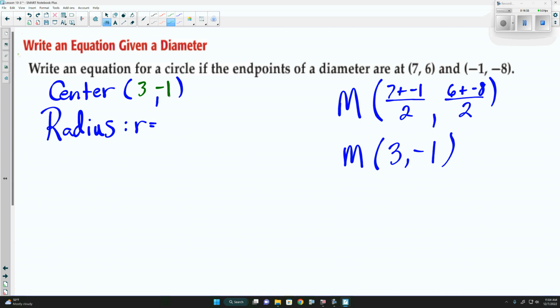Now we still need to find the radius, which is going to be using the distance formula. Now we could use the two endpoints, but if we use the two endpoints, it won't give us the radius, it will give us the diameter, which we would then need to divide by 2. So what's going to be easier to do is to take the center point as one of our two points and use one of the endpoints. So which one do we want to use? (7, 6) or (negative 1, negative 8)? We just need to pick one.